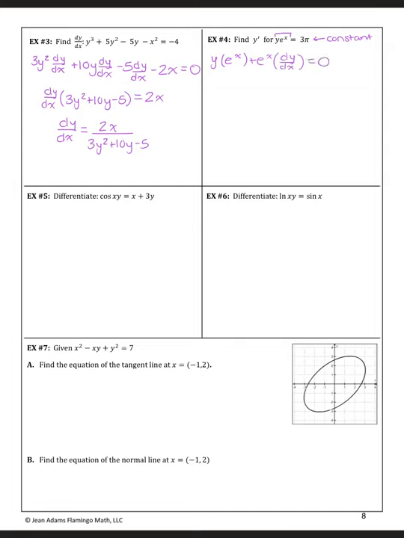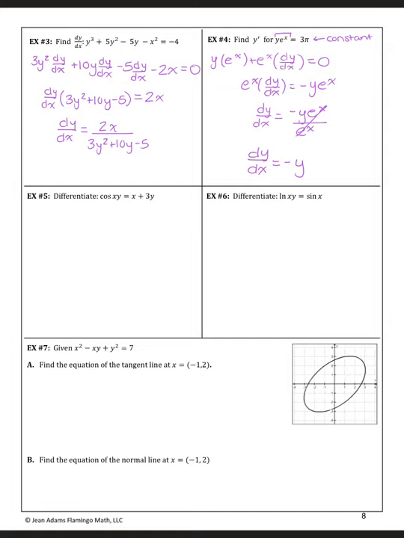So now just isolate dy/dx. So e to the x dy/dx is equal to negative y e to the x. dy/dx is going to equal negative y e to the x divided by e to the x. Those will cancel, and dy/dx is equal to negative y.